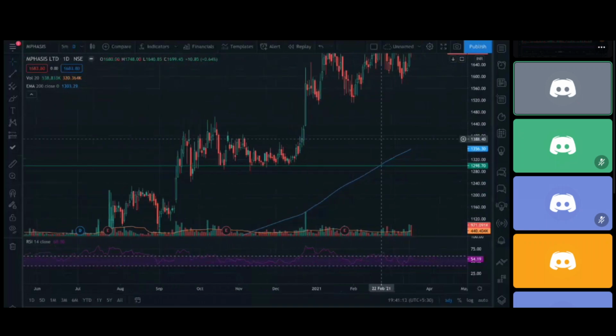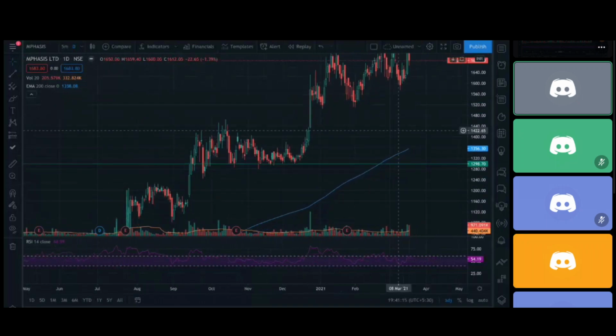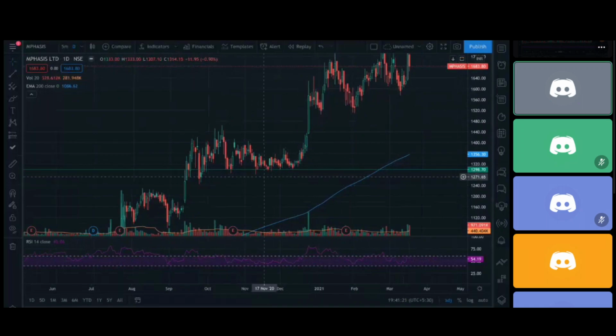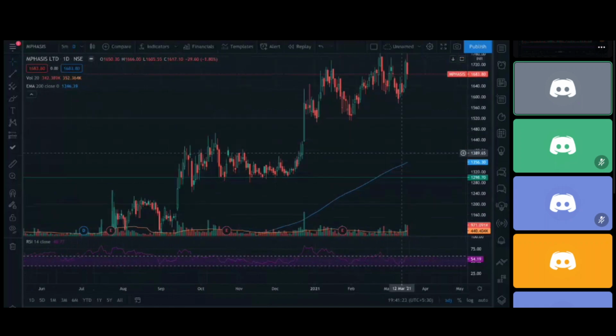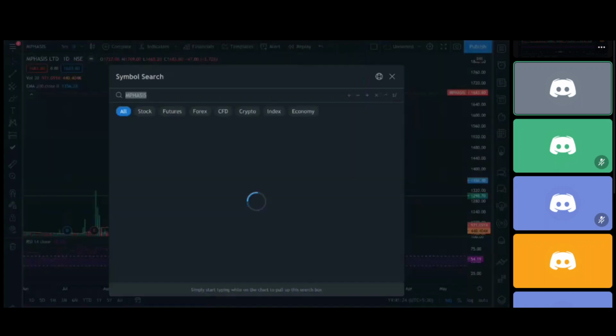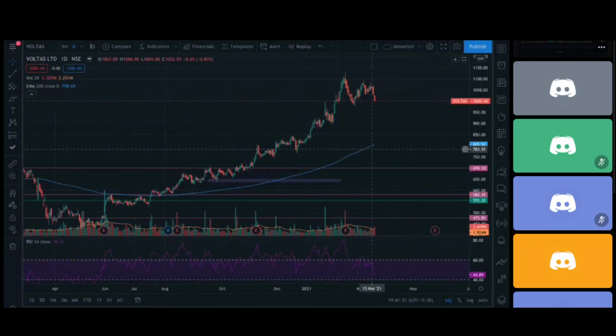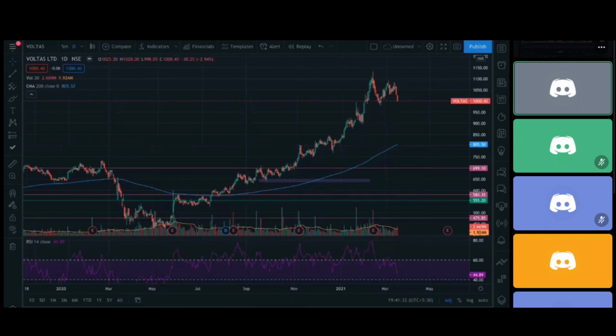And the next thing is of course the support and resistance zone, right? So here, if you see a lot of wicks here, which is okay. There's still not a lot, but it makes no sense to draw a support zone here. So it's just a support line. Let's look at some other stock. Voltas, okay.